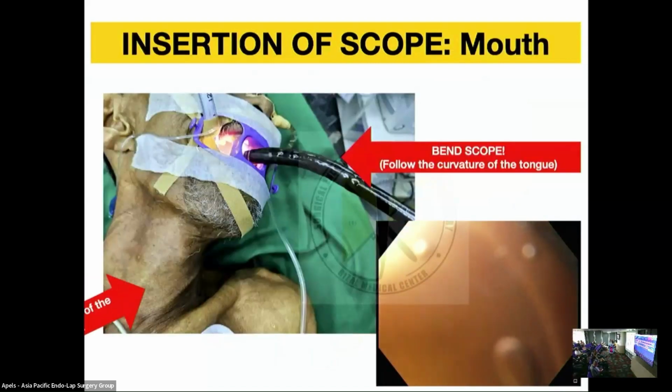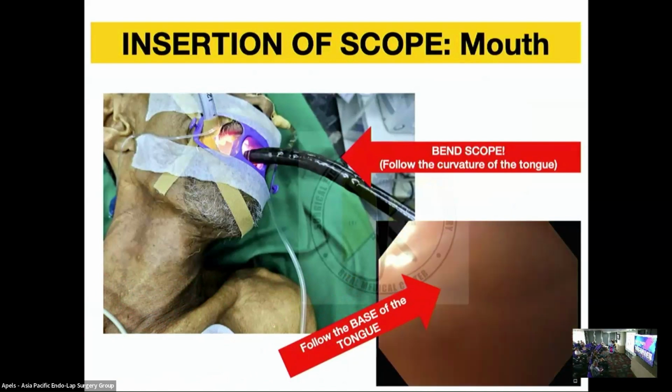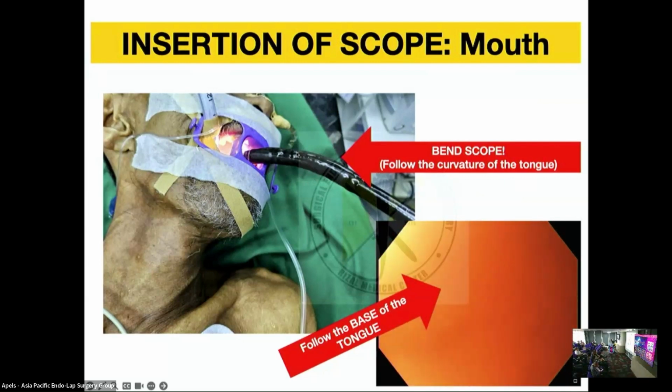Okay, so for insertion of the scope, of course, you have to start in the mouth. As you can see, this is the bending tube, the bending part of your scope. The last 10 centimeters of your scope is the bending part. You bend it to follow the curvature of the tongue, okay? And then you insert it slowly, following the tongue until you see the epiglottis.